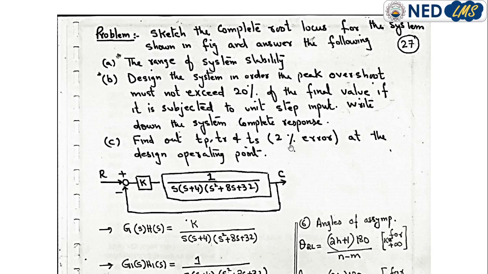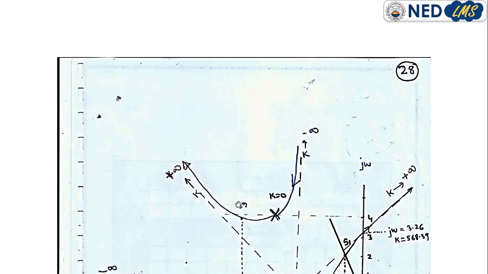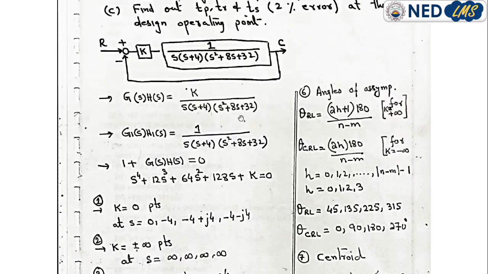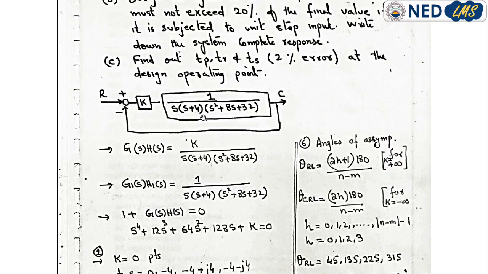Okay, now here we go. This is the given system. This is the block diagram of the given system. It is a unity feedback system. G(s)H(s) is the open loop transfer function. Here I have excluded k, therefore the transfer function can be abbreviated as G1(s)H1(s).